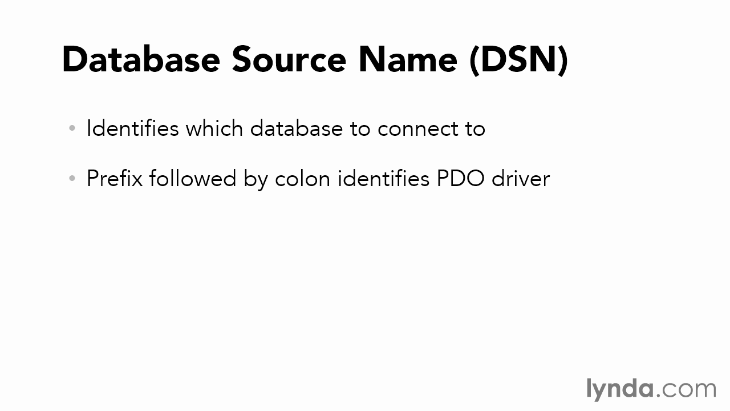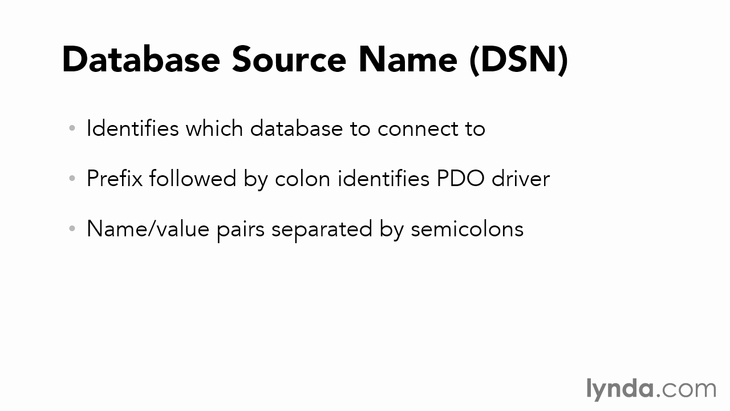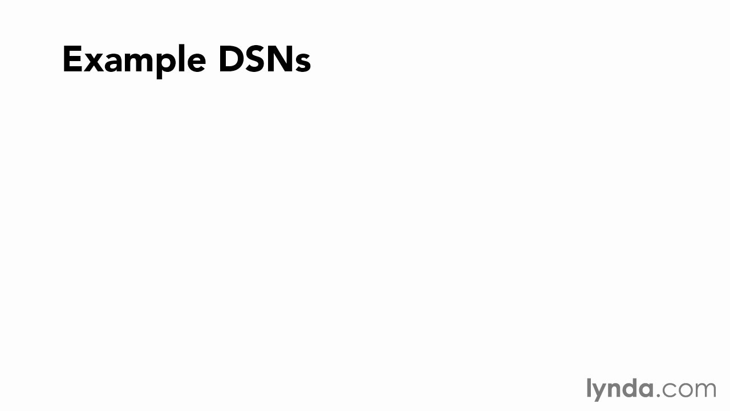The prefix is followed by a colon and a series of name-value pairs that specify the location of the server, the database name, and any other details needed to establish the connection. Each pair is separated by semicolons. Each database driver uses a different format for the DSN. Let's take a look at a few examples.